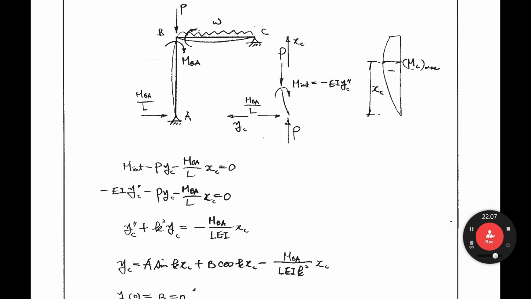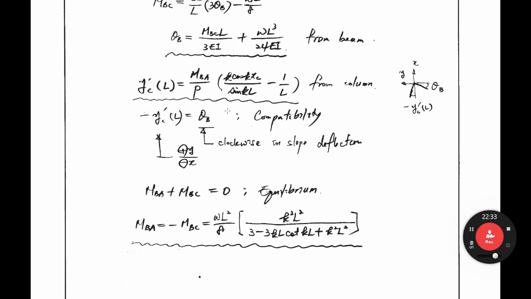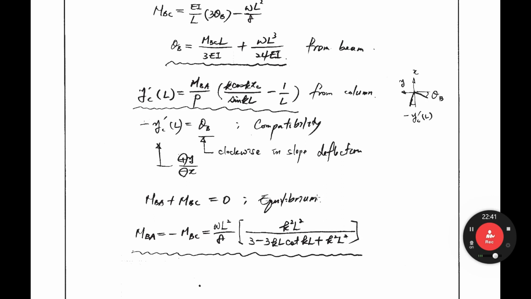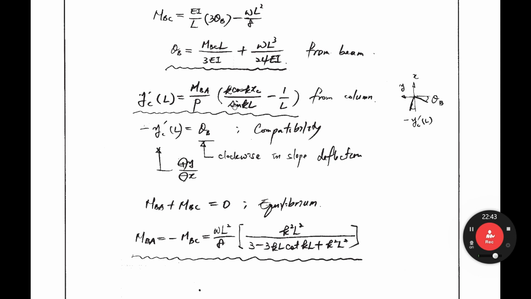Why 0? If it is not 0, what happens? The joint must rotate in order to get the equilibrium position. In order to satisfy the equilibrium, the summation of this joint moment must be 0. So the equation is MBA plus MBC must be 0. Yes, the equilibrium equation. So you have two equations, this equation 1, this equation 2. You can solve the unknowns MBA, MBC.